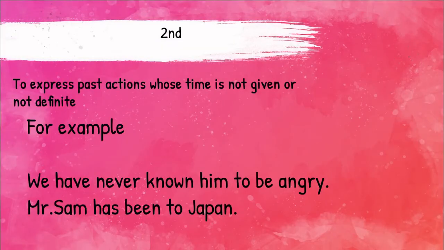Come to the next function. We use this tense to express a past action whose time is not given or not definite. Means when we are not sure about the timeline of any action, we discuss it under this tense. For example, we have never known him to be angry. Here is no definite time period, so we discuss it under this tense.